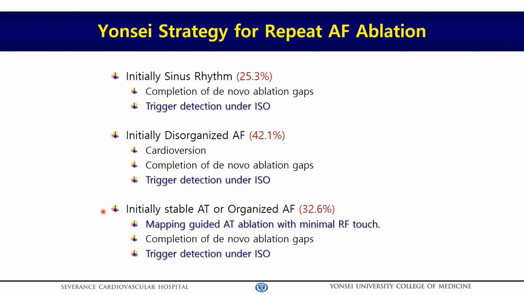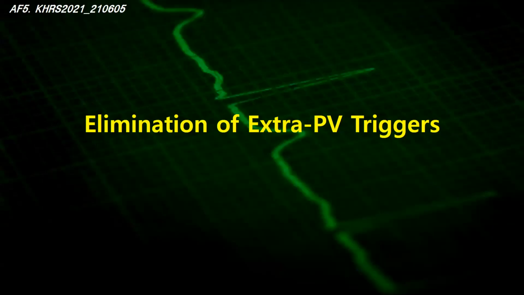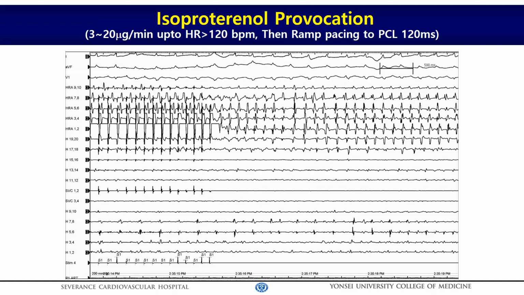If the initial rhythm is stable atrial tachycardia, we map the atrial tachycardia by high-density map and ablate it with minimal RF touch. Then we complete the de novo lesion set and conduct ISO provocation. So the final common protocol of repeat ablation is ISO provocation and extra PV trigger ablations. How to provoke and eliminate the extra PV trigger in redo procedures.